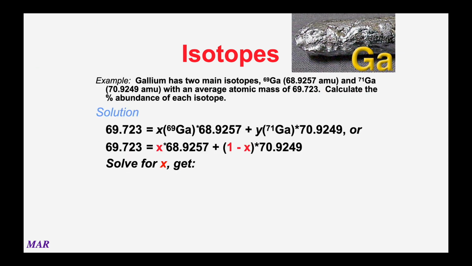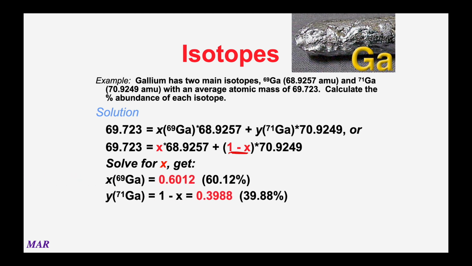So here's the X and the Y, and here I substituted in the 1 minus X for it. So what we want to do here is we want to solve for X. Now, I skipped some steps here, and I'm going to let you try this problem on your own. But if you want me to get you a little bit farther, you can say here that 69.723 equals 68.9257x. That's basically these two right here. Plus, you're going to use distributive property, which means 1 times the 70 number, 70.9249.